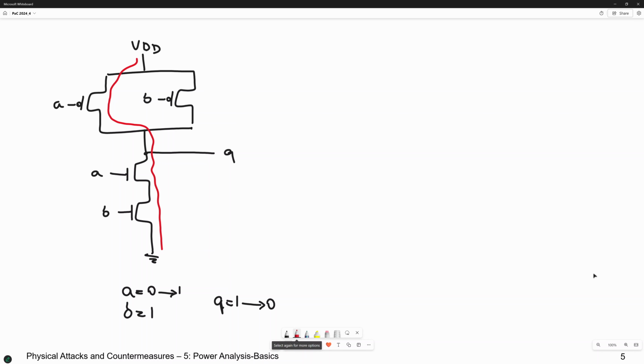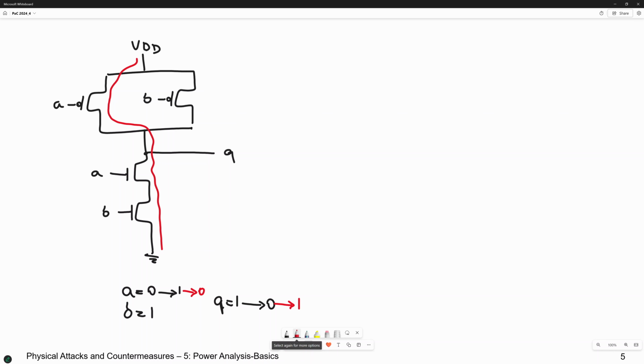And also the other way around, it means that if now A changes to 0, then Q also changes to 1. Again, this happens, meaning that one of them was off, the other one is on, and then the situation should be completely different. And then for a very, very short time, both pull-up and pull-down networks are active, which is called short circuit current.